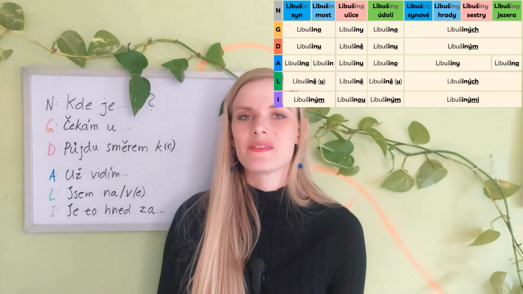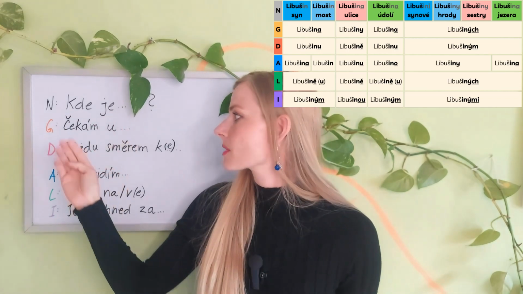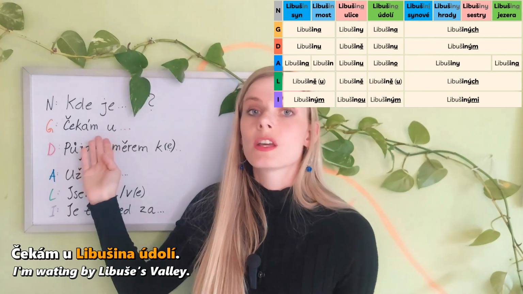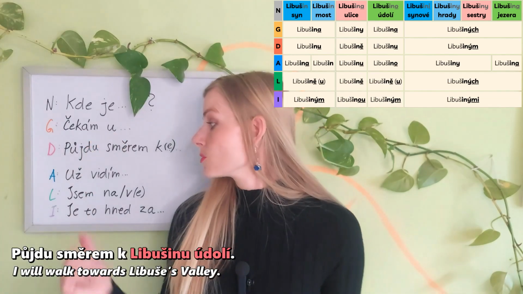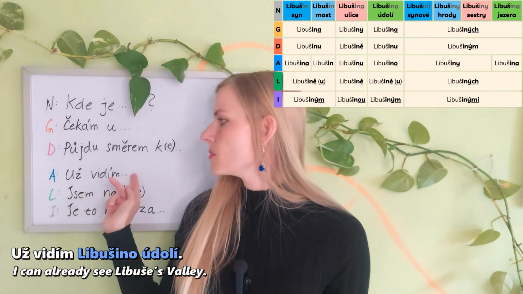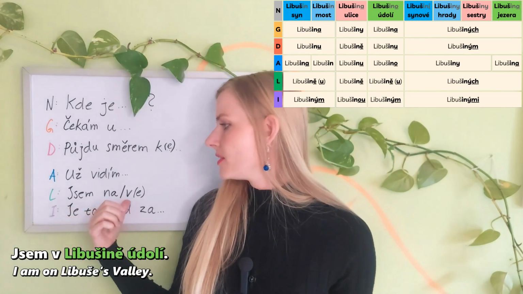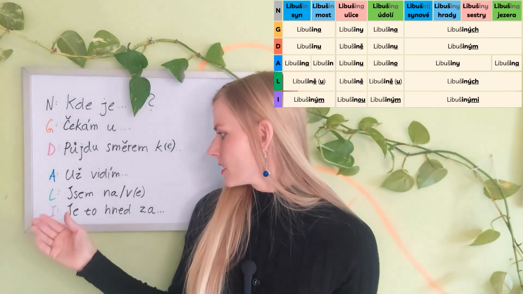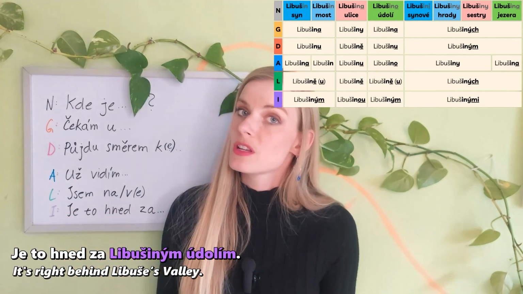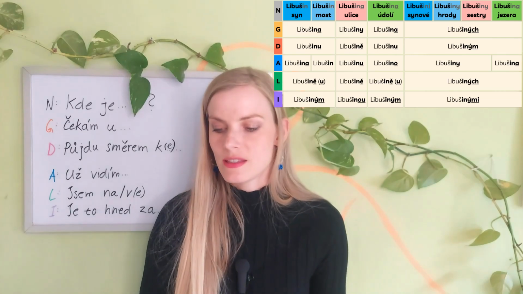Libušino údolí, valley. Kde je Libušino údolí? Čekám u Libušina údolí. Půjdu směrem k Libušinu údolí. Už vidím Libušino údolí. Jsem v Libušině údolí. Je to hned za Libušiným údolím. And the plural, as you can see, is the same.